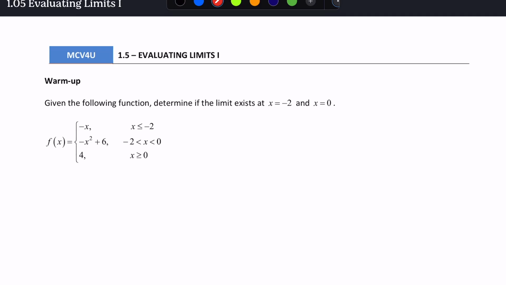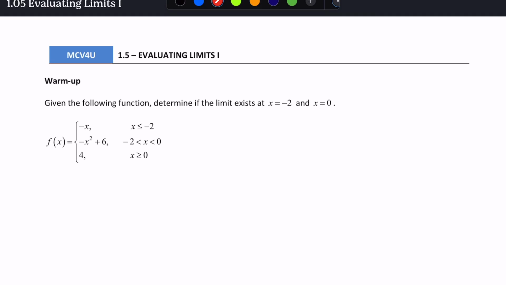So welcome back to another lesson in MCV4U. Today we'll be looking at evaluating limits, and we'll be looking at a couple of examples based on the understanding of limits that we looked at previously. So we want to start with a warm-up question here.